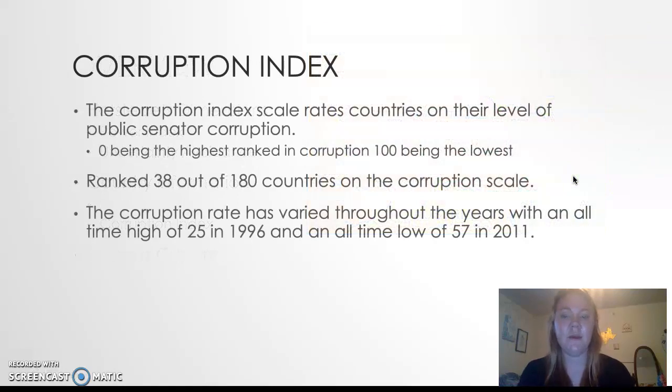Corruption Index. The Corruption Index scale rates countries on their level of public sector corruption, 0 being the highest ranked country in corruption and 100 being the lowest. The Czech Republic is ranked 38 out of 180 countries on the corruption scale. The corruption rate has varied throughout the years, with an all-time high of being ranked 25th in 1996 and an all-time low of being ranked 57th in 2011. As you can see, the Czech Republic is very high in corruption within their businesses.